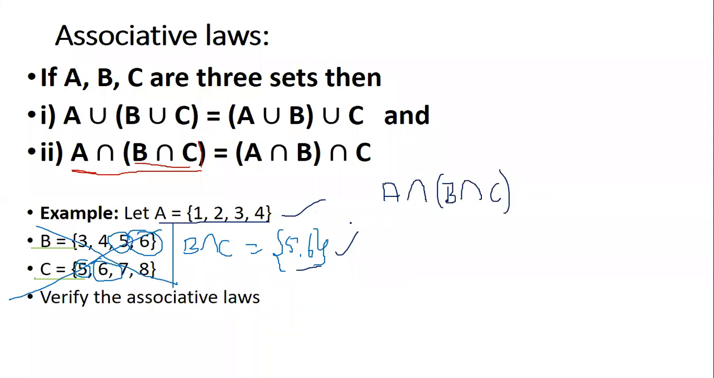If you're getting confused, the best way to solve this is write down both the sets. Now what is set A? Set A is 1, 2, 3, 4. Okay, intersection. Now what is set B intersection C? That we have already found here, which is 5 and 6.